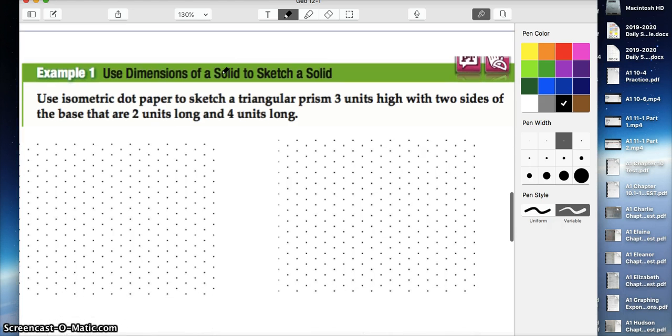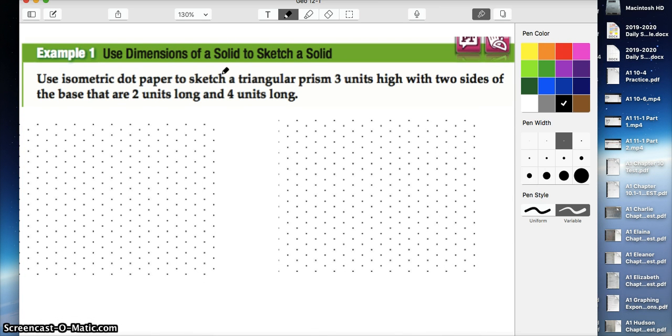So in example one, we're asked to use dimensions of a solid to sketch the solid. And so this is isometric dot paper. You can pull some of it up on the web. If you were really destined to have some, that's cool. Okay, so use the isometric dot paper to sketch a triangular prism 3 units high with two sides of the base that are 2 units long and 4 units long.